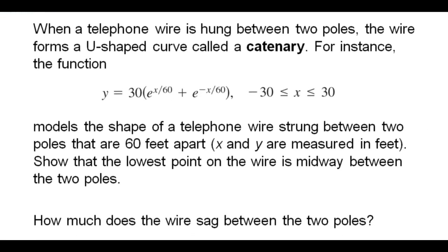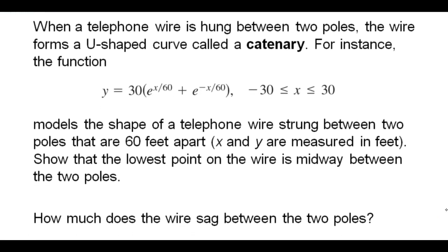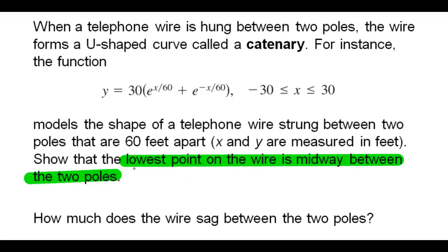So here's a function. And it says show that the lowest point on the wire is between the two poles. So you're going to take the derivative and actually find the minimum, and you do that by setting it equal to 0. So you guessed it, you have to find the derivative of this thing. So work on the derivative of this.